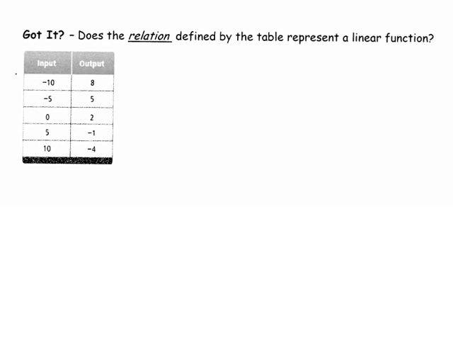So does the relation defined by the table represent a linear function? We're going to look at the change in outputs. This time it goes down 3, compared to the change in inputs, that goes up 5. So the rate of change there is negative 3 over 5. From 5 to 2 goes down 3, and from negative 5 to 0, that goes up 5. So that's negative 3 over 5.